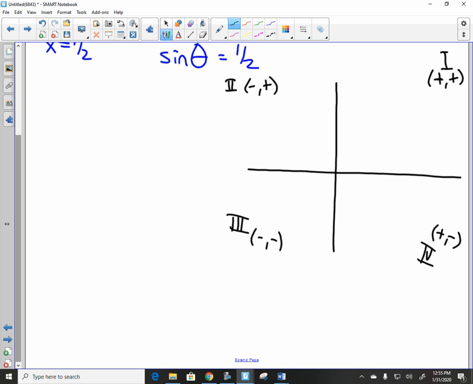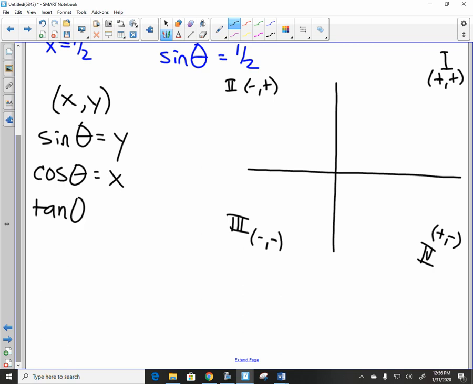Now, I'm also going to ask you to remember that on the last test, if we were given x, y, we said that sine of theta was it the x value or the y value? Sine is y, very good. What was cosine of theta? That was x. What was tangent of theta? Y over x. Good. So this is the very important part, folks, that you have to get.